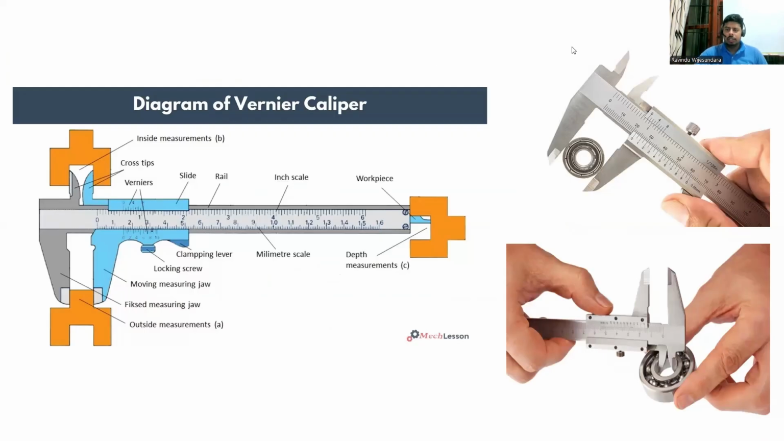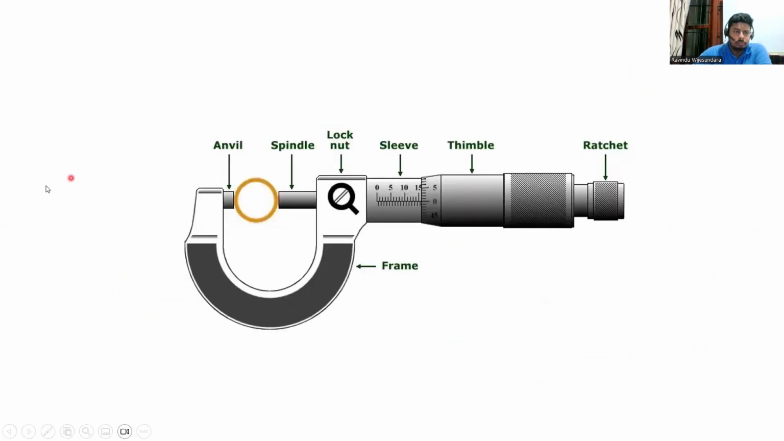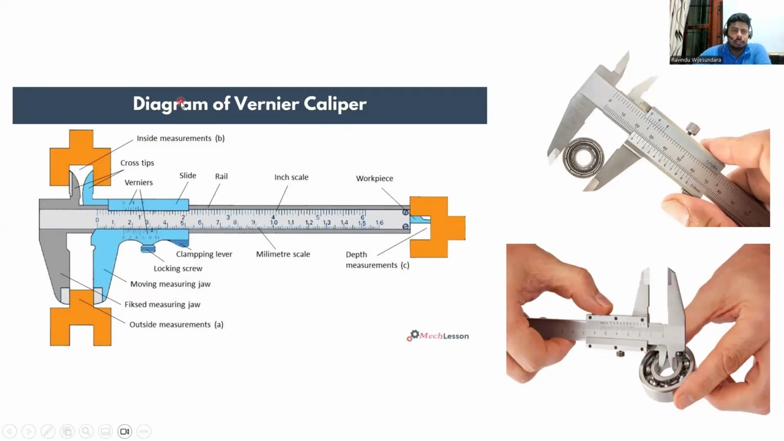Here I have given the parts of a vernier caliper. You don't need to draw this, because the tutorial also has all the parts, but this picture shows them in much more detail. That's why I use this picture. You can see here the diagram of the vernier caliper.